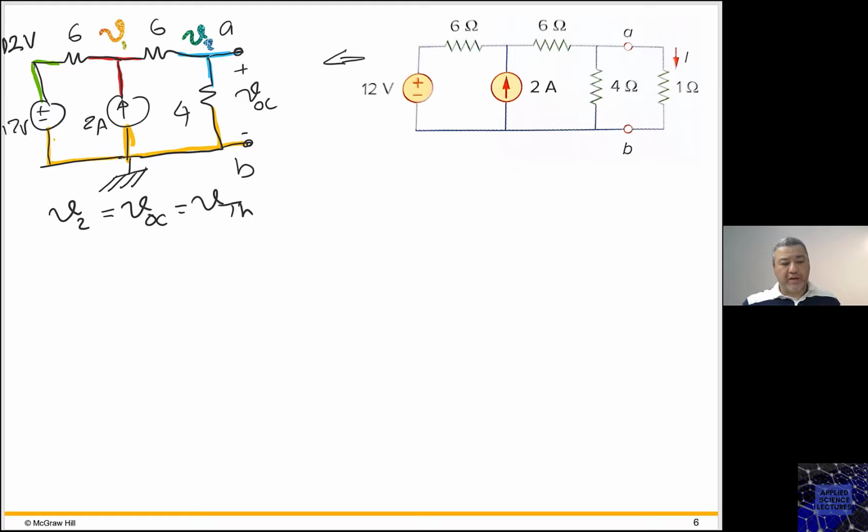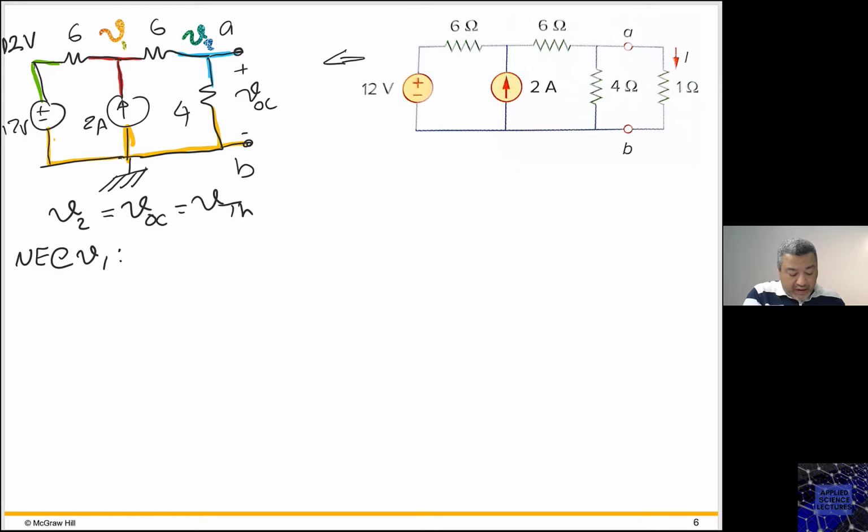So now I need to calculate V1 and V2. I need to write the two nodal equations. So nodal equation at V1. VOC is always equal to V Thevenin. It is always the same, right? Because this is the open circuit. The open circuit voltage is the V Thevenin. So they're always the same. Okay.